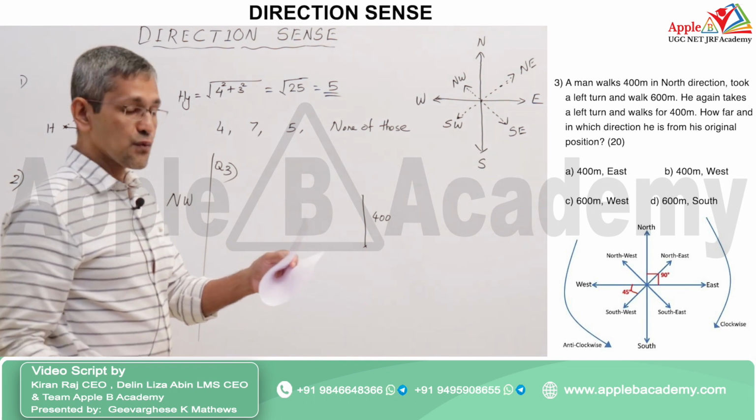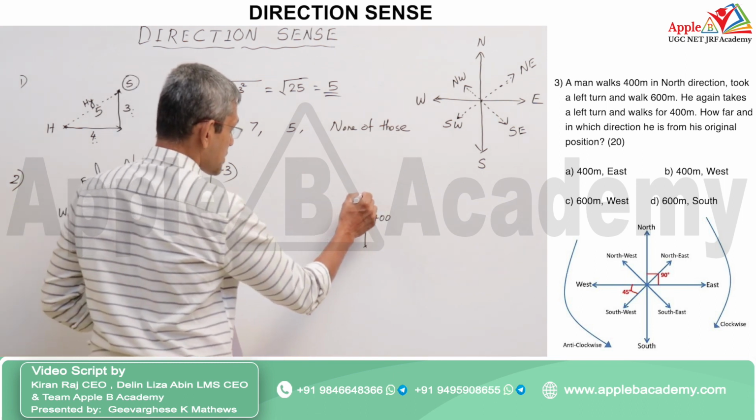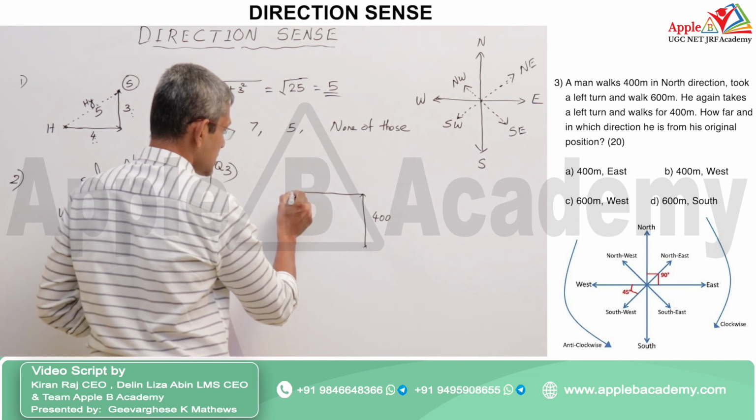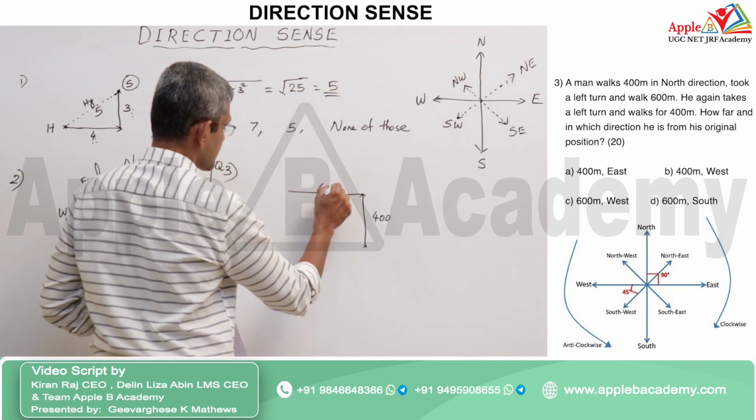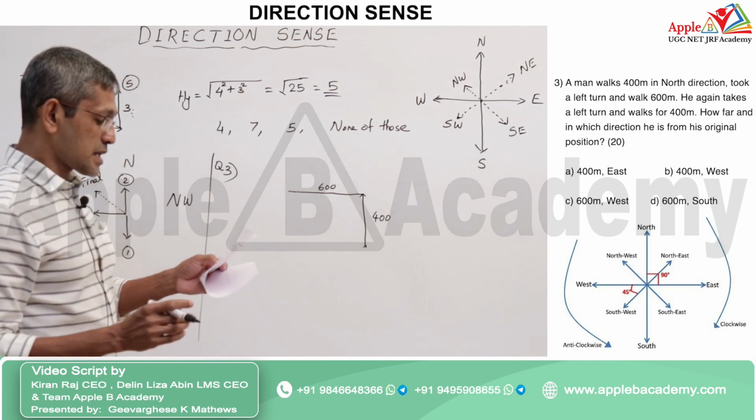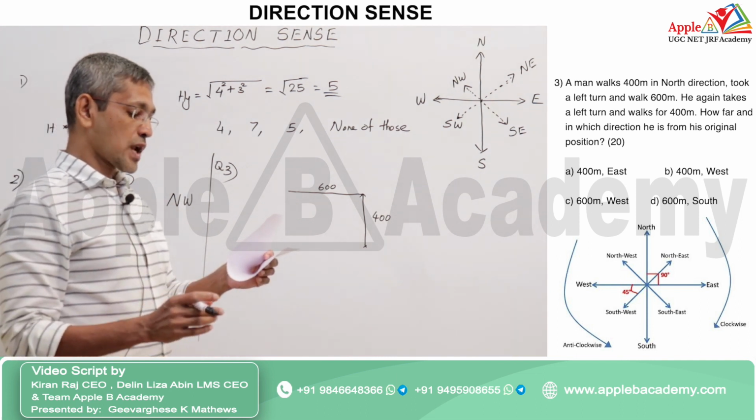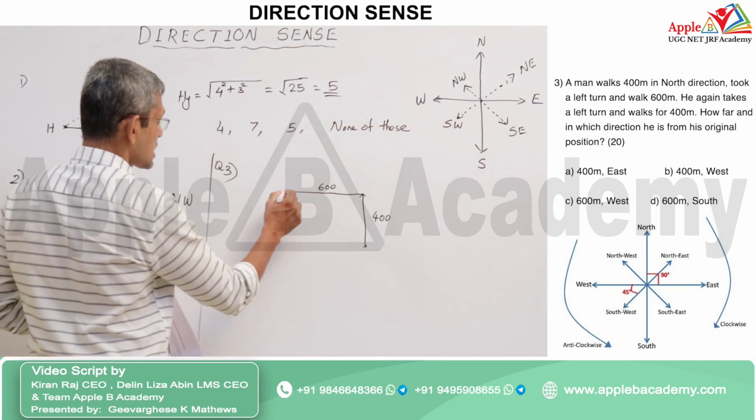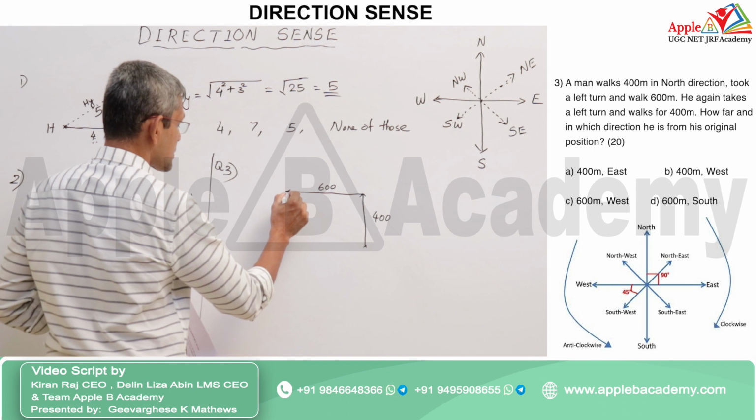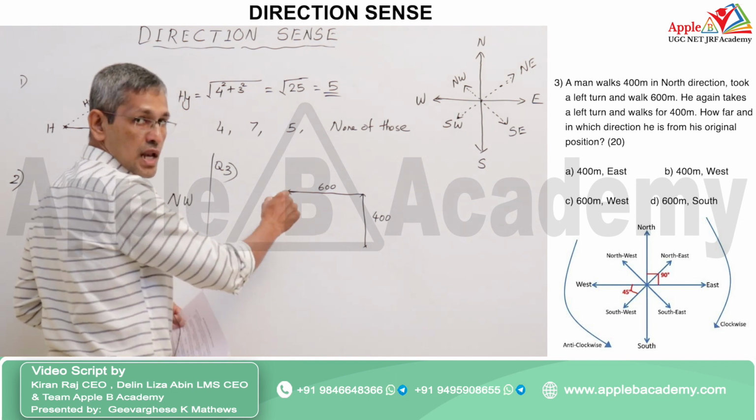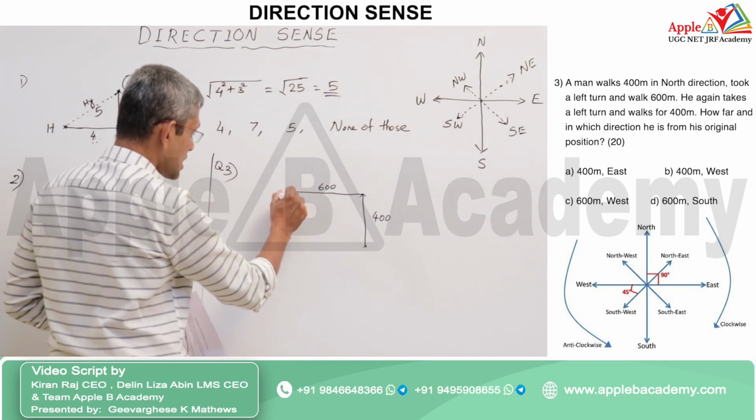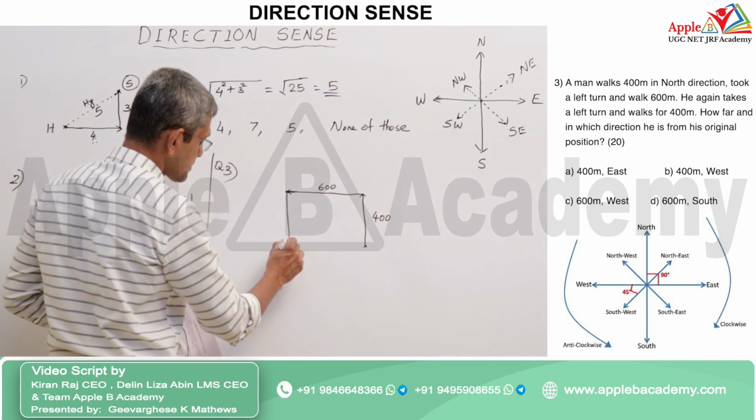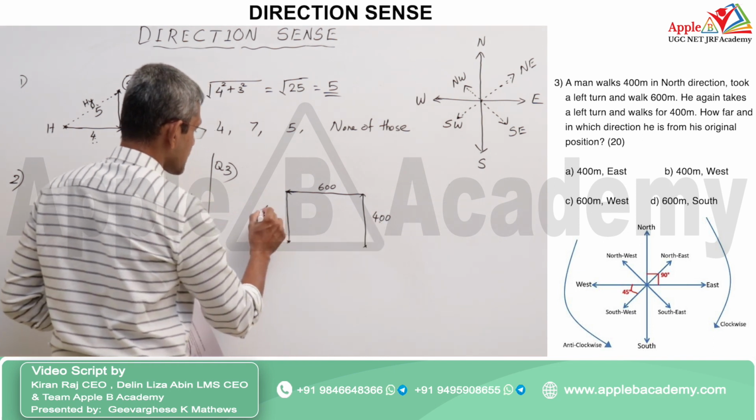Then took a left turn and walked 600 meters from here. A person made a left turn. So left turn means towards this direction. So walked for 600 meters. And from there, what happened? He again takes a left turn and walks another 400 meters. From this point, he made another left turn. And so now he is facing this direction. Left turn means towards south. So he made another left turn and walked towards south. So another 400 meters. So this is 400, this is 400 as well.